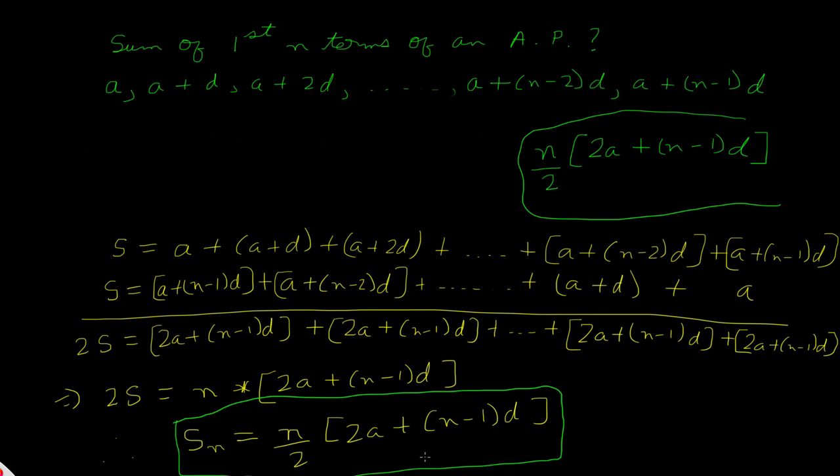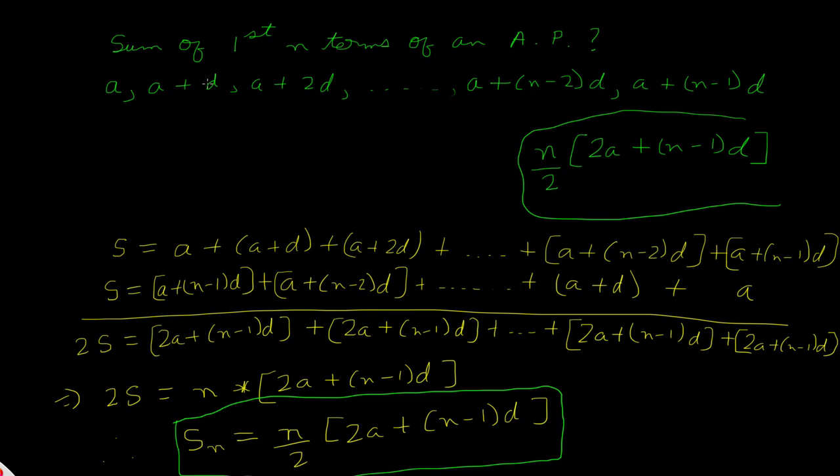So either you could have thought of this formula directly here in the beginning, or you can think of it in this process, and you can reach this final formula. A few things to keep in mind here: you don't have to learn this, you don't have to remember this formula. One way to think about this formula is, if you add the first term and last term, what would you get? 2a plus n minus 1 times d. This is what we have here.